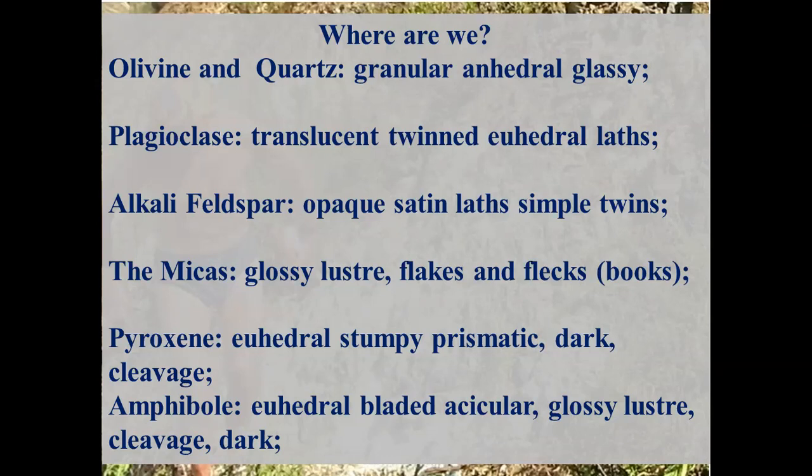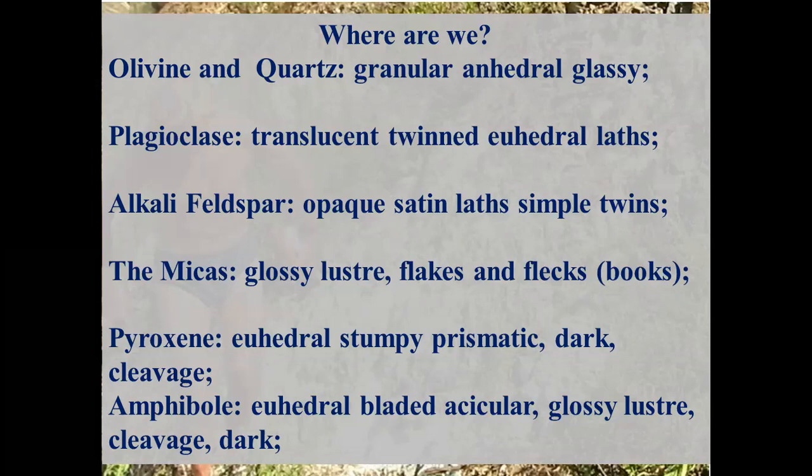Then the micas. The characteristics of the micas is a very glossy luster, what we call plastic or very vitreous, and they occur as flakes and little flecks within our specimens, unless we've got a lot of it. And if we have got a lot, it appears like sections of books. You look at a book end on, and the leaves of the book are the individual flakes, the individual cleavage flakes of mica.